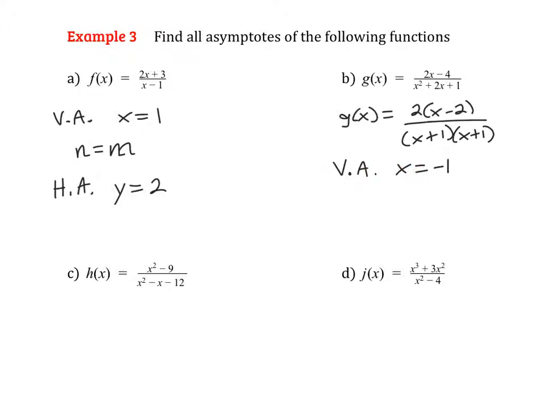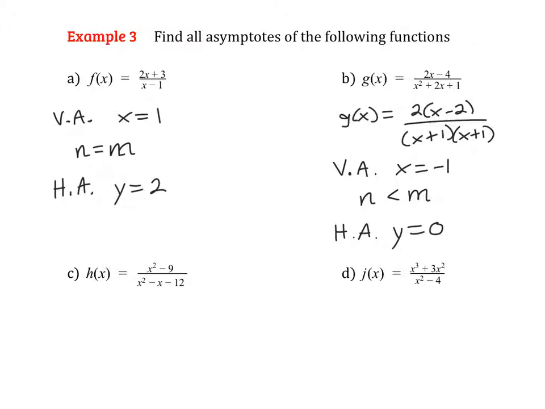Now again, remember when we are finding the horizontal asymptote, we compare the degrees of the numerator and the denominator. In this case, the degree of the numerator is smaller than the degree of the denominator. So remember, whenever that happens, we're going to approach 0. So we have a horizontal asymptote at y = 0.